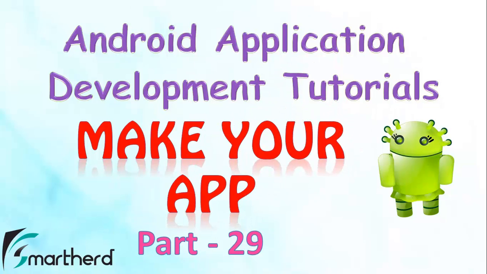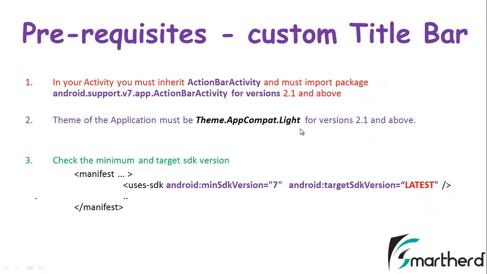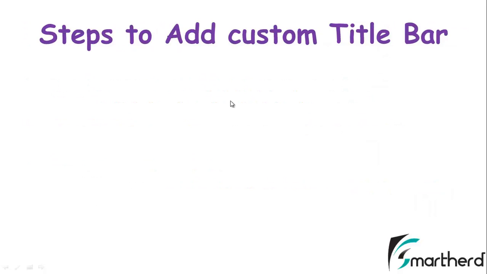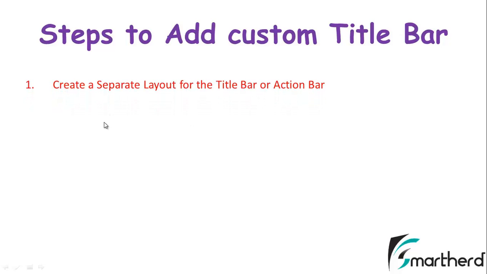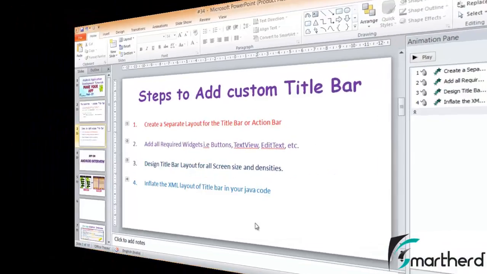Now let's continue designing the layout of our custom title bar. After checking all these criteria, it's time to see the steps to add our custom title bar. Our first step is to create a separate layout for the action title bar, or you can say the action bar in simple words. Now let us go to our Eclipse and create a separate layout for our custom title bar.